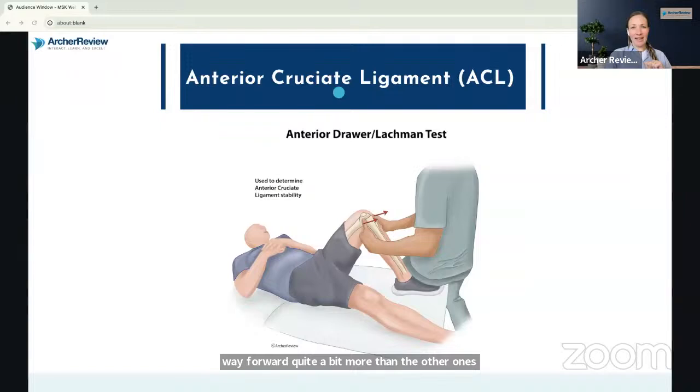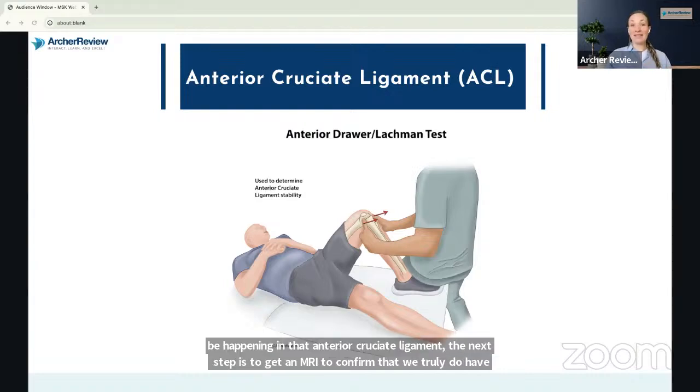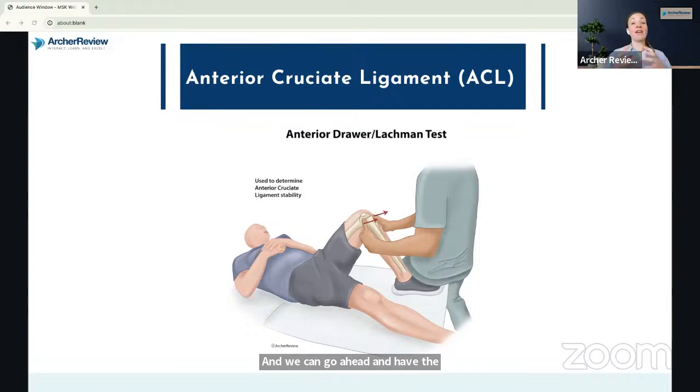If we bring that tibia forward further than we can on the good leg, then we start to question maybe there is some laxity, maybe there is an injury to that ligament. These tests are not 100%, so we definitely need to follow up with imaging, typically an MRI. So if we feel some of that laxity in the anterior cruciate ligament, the next step is to get an MRI to confirm that we truly do have that. And we can go ahead and have the patient brace up, just to not cause further injury.